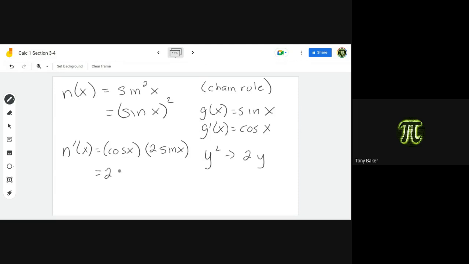which, if you finished your problem before, when you did this problem at the beginning of class, was 2 sine x cosine x. You'd have gotten sine x times cosine x plus sine x times cosine x, which gives you 2 sine x cosine x, or 2 cosine x sine x. It doesn't make a difference which order you put them. So this is easier than doing the product rule.